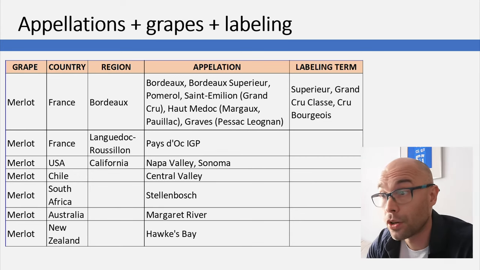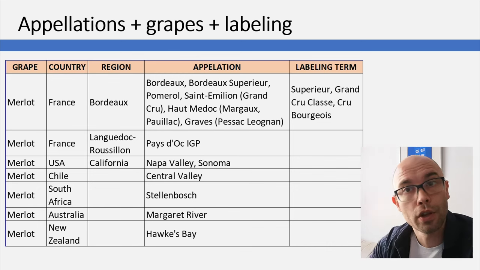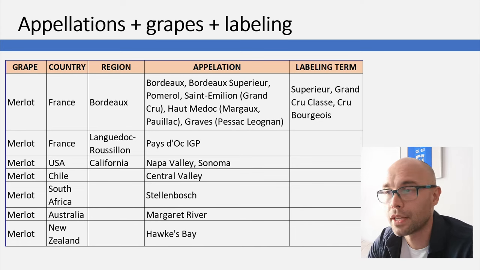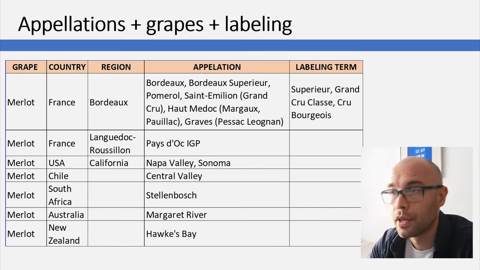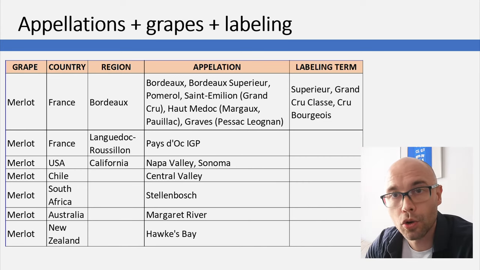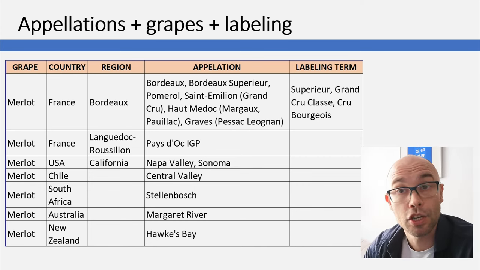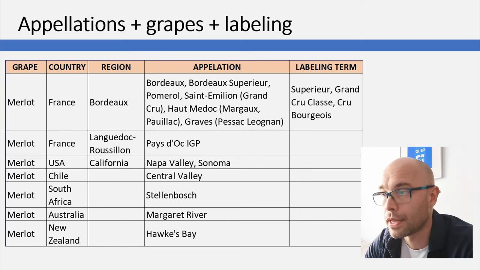The regions Pomerol and Saint-Émilion Grand Cru, which is the same appellation, are located on the right side of the Gironde River. On the left side, the appellation that you need to remember is Médoc. Médoc is a larger area, and within Médoc there are appellations like Margaux and Pauillac. And then the region of Graves is a larger area located south of the city of Bordeaux. It has a specific appellation, Pessac-Léognan, which is connected with more premium style wines.